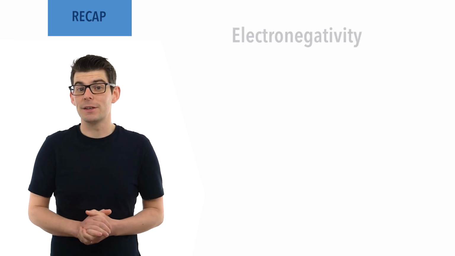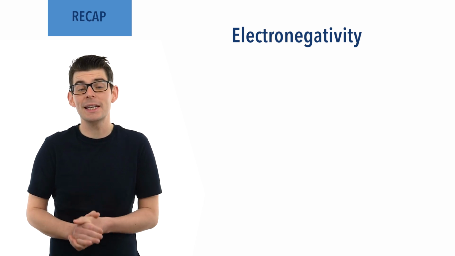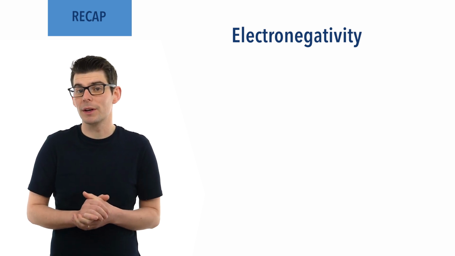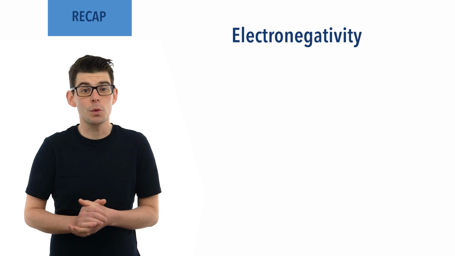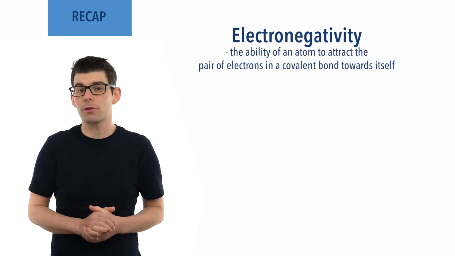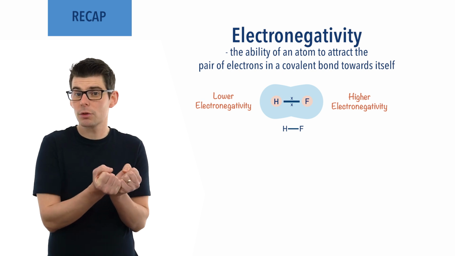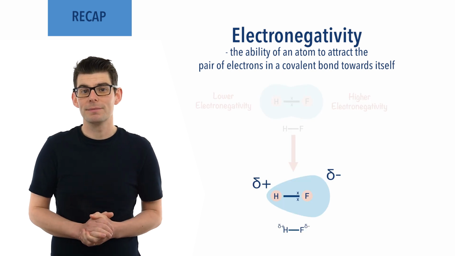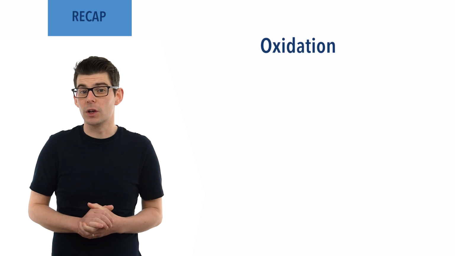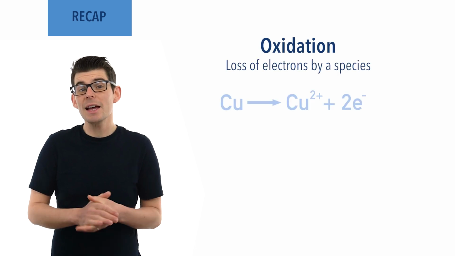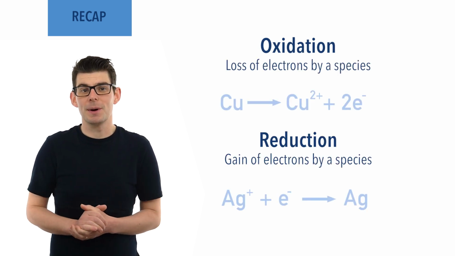Before we talk in detail about the halogens, there are a couple of essential ideas you need to be comfortable with. Electronegativity describes the power or ability of an atom to attract the pair of electrons in a covalent bond towards itself. The higher the electronegativity of an element, the more its atoms are able to attract electrons in a bond towards themselves. Oxidation refers to the loss of electrons by a species, and reduction, the gain of electrons by a species. Recap done? Let's go!